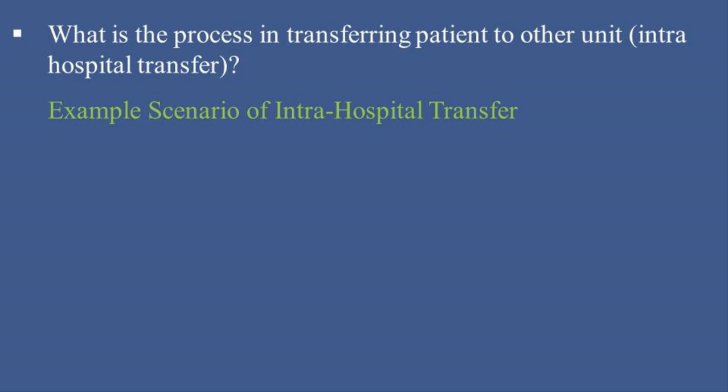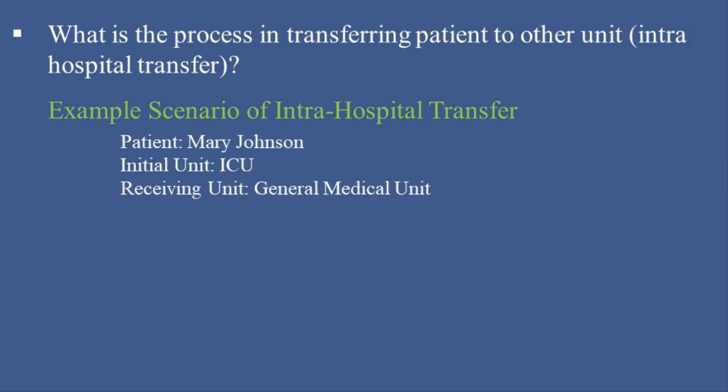Example scenario of intra-hospital transfer. Patient, Mary Johnson. Initial unit, ICU. Receiving unit, General Medical Unit. Reason for transfer. Patient's condition has stabilized following treatment for acute respiratory distress. The patient no longer requires intensive monitoring and is being transferred to a general medical unit for continued recovery.